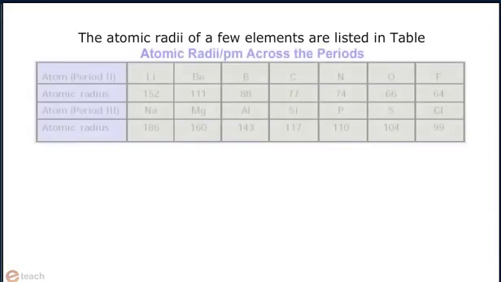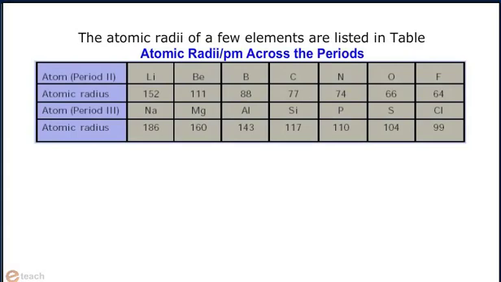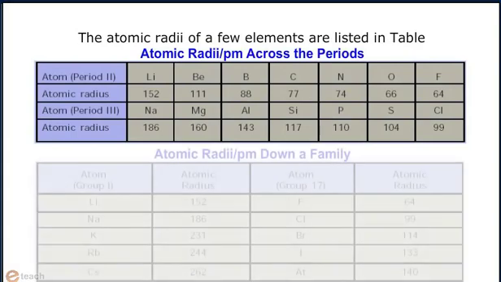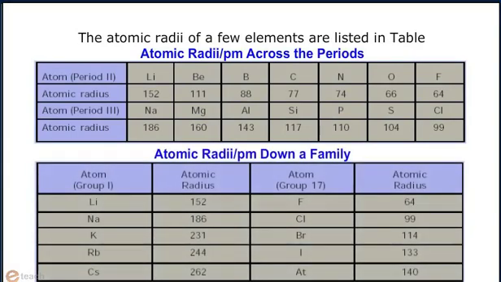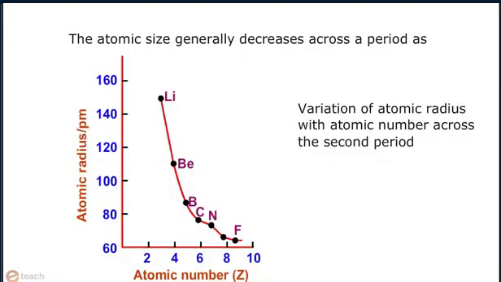The atomic radii of a few elements are listed in the following tables. The first table shows the atomic radii across the periods, and the second table shows the atomic radii down a family. The atomic size generally decreases across a period as shown. The graph shows the variation of atomic radius with atomic number across the second period.